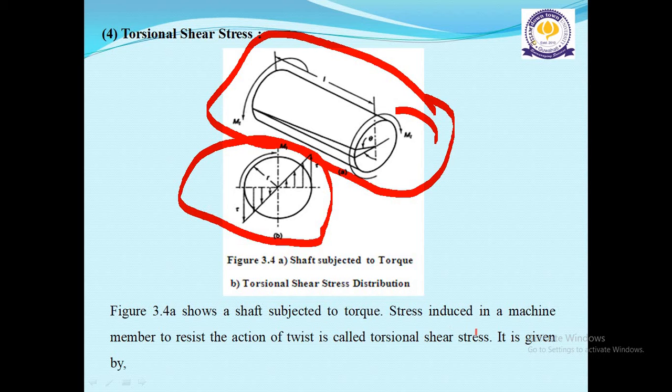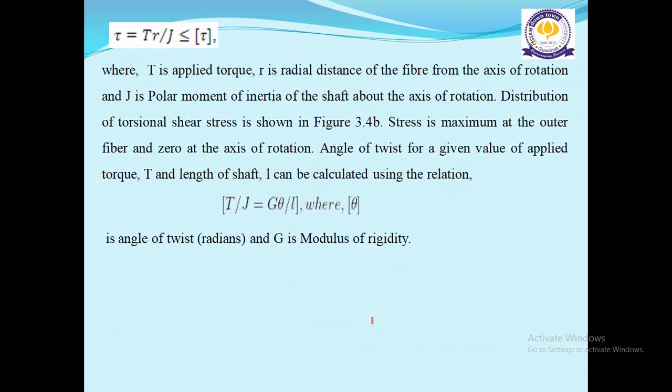Stress induced in a machine member to resist the action of twist is called torsional shear stress. It is given by tau is equal to TR divided by J, where T is the applied torque, R is the radial distance of the fiber from the axis of rotation, and J is the polar moment of inertia of the shaft about the axis of rotation. The distribution of torsional shear stress is shown in figure B. Stress is maximum at the outer fiber and zero at the axis of rotation.